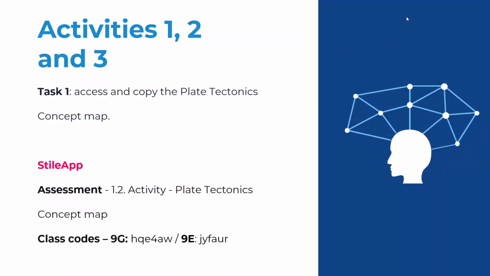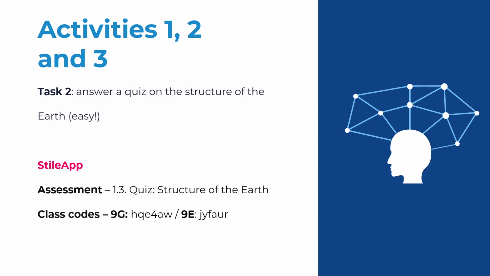We have plenty of activities for you now, a total of 3. So the first one, task number 1, is to access and copy the plate tectonics concept map, which is available as the assessment 1.2 activity on Style app. For activity number 2, you should be focusing and answering a very short quiz on the structure of the Earth. Very, very easy. The assessment is called 1.3 Quiz Structure of the Earth.